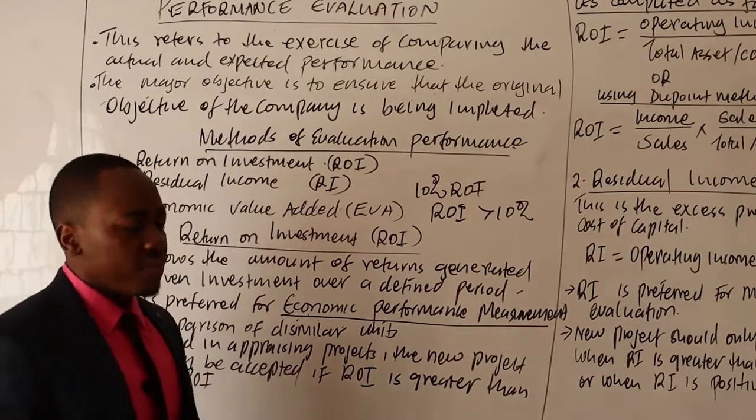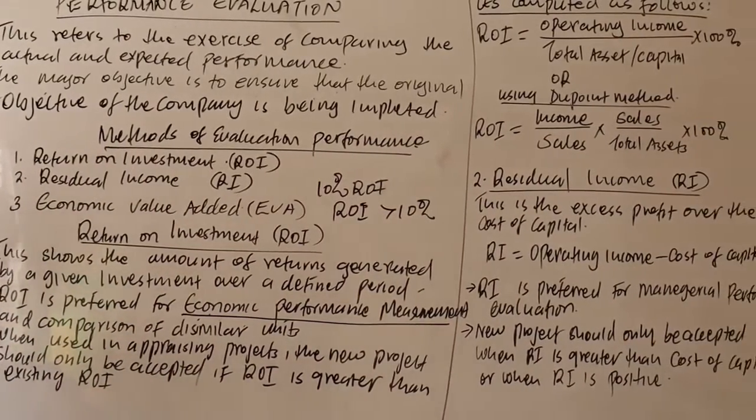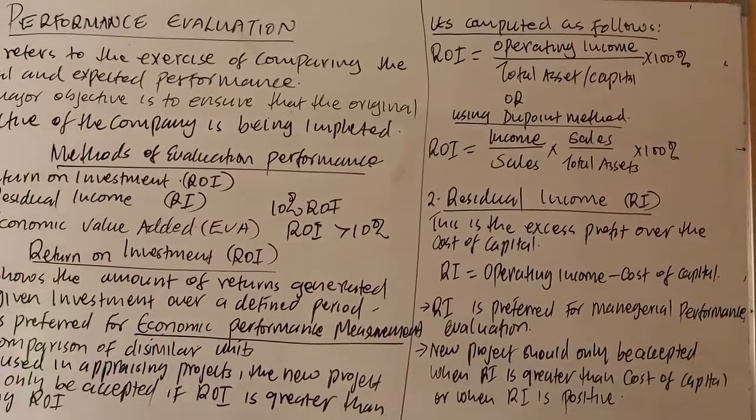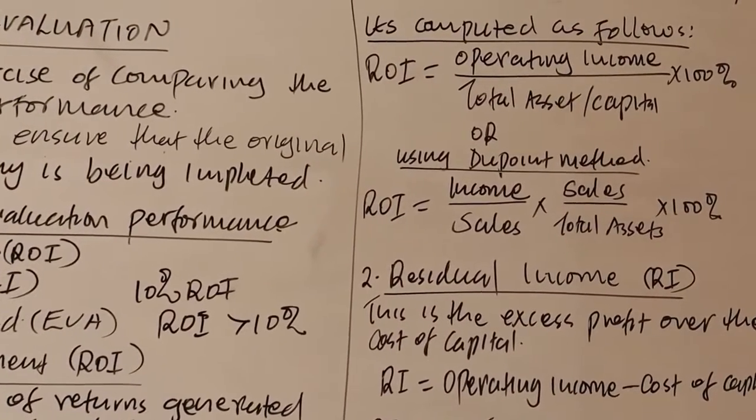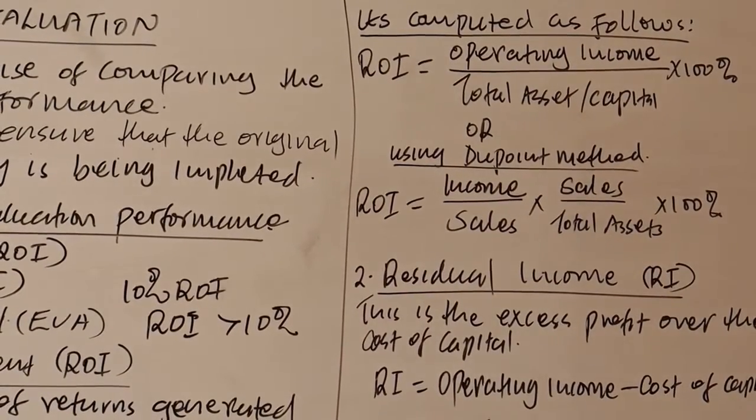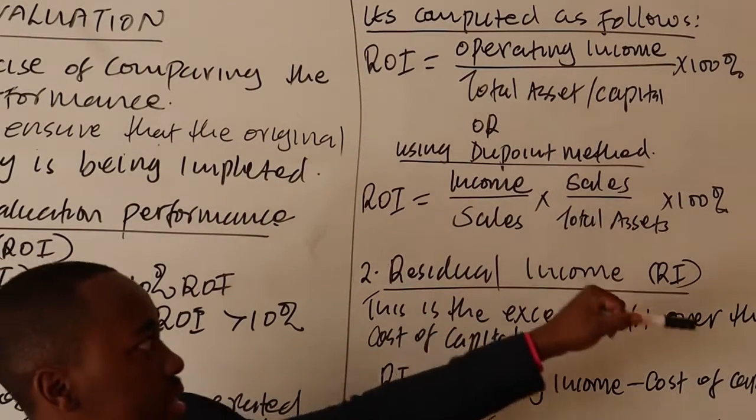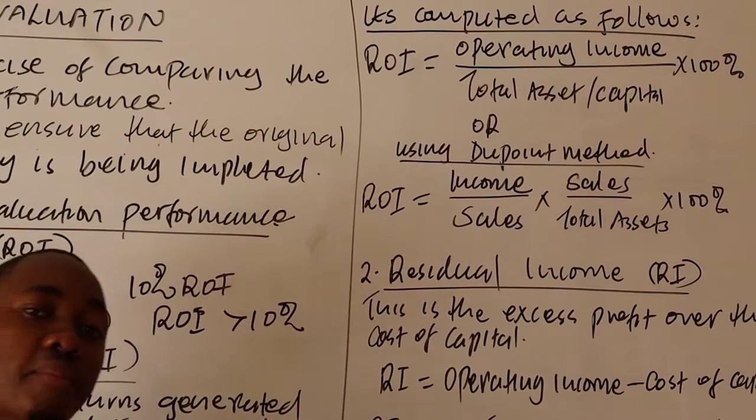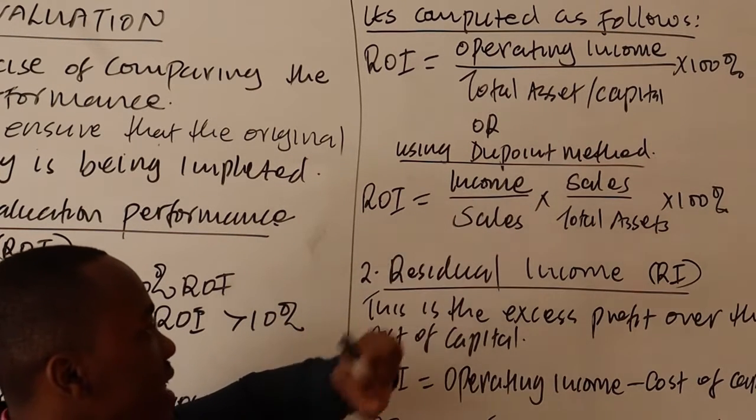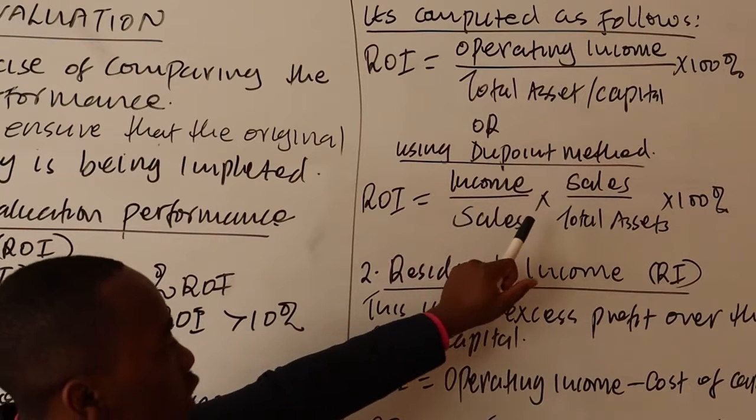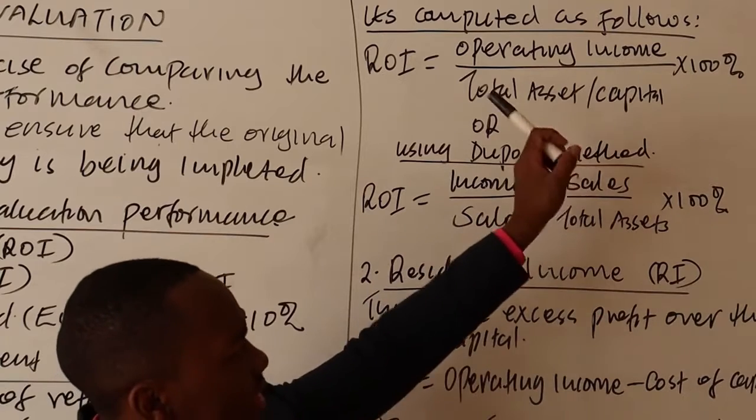And how do we compute return on investment? That's how we compute return on investment. You take the operating income, you divide by the total assets, and when not given the total assets, you divide by the capital, and then you multiply by 100%. Or there is another method known as the DuPont method. In the DuPont method, you take the operating income, divide by sales, multiply by sales, divide by the total assets, times 100. The two methods are the same.